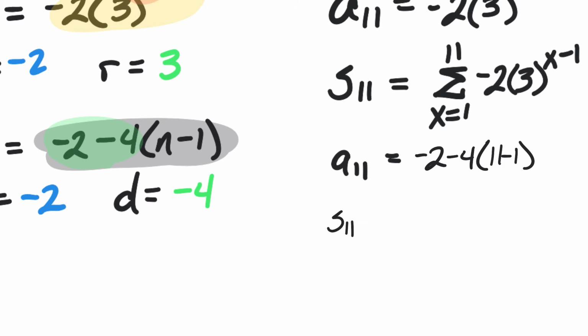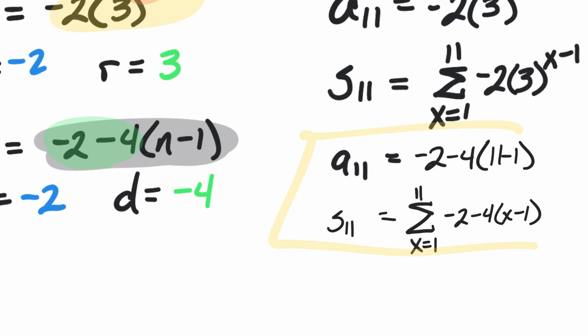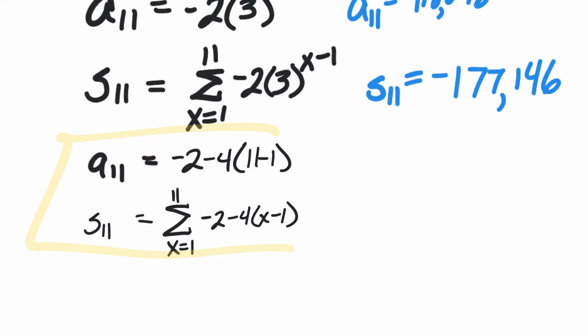And S sub 11 is going to be the summation of first to 11th term. And then we just put in our rule, and this is the part where we do actually put in our variable. Do not put in an N. Your calculator doesn't understand that. So these are the parts that we should be putting into our calculator here. And I'm going to pause it, put those into my calculator, and see what comes out of those answers.